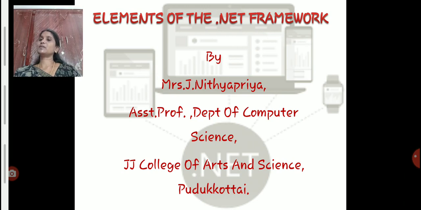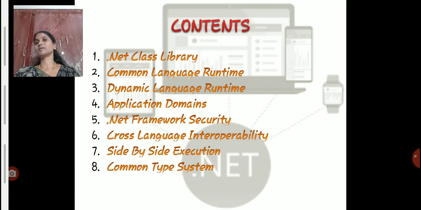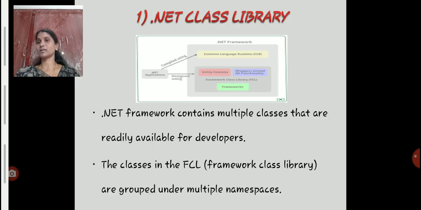In Distributed Technology, today we see the concept of elements of the .NET framework. And these are the contents for today. It is .NET class library first, then we see CLR, which is Common Language Runtime, then DLR, which is Dynamic Language Runtime, then application domains, .NET framework security, cross-language interoperability, side-by-side execution, and common type system. And these are the elements of .NET framework.